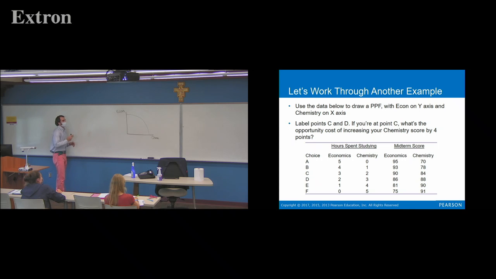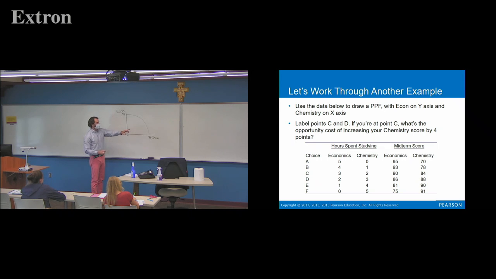And now, given those midterm scores, what point are we going to have up here for econ? 95 is, in this example, the best we can do. And then for chemistry, what's going to be the point out here? 91. And then down here, the origin will be 70 for chemistry and 75 for econ, because those are the lowest we can score for those.